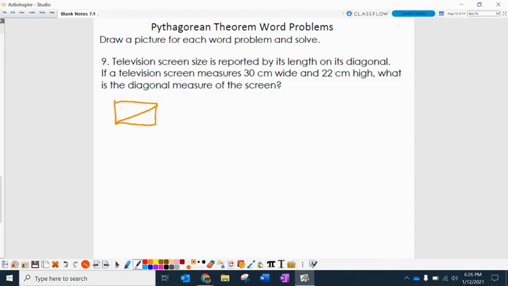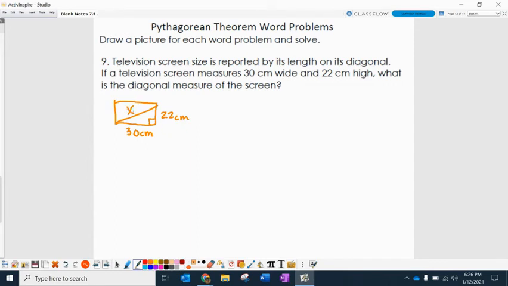So if a television screen measures 30 centimeters wide and 22 centimeters high, and we know it's built at a right angle, right? Nobody has a slanted TV screen. We know it's built at a right angle. So we do have to know it's a right angle before we can use the Pythagorean theorem. But now they want to know, what is the diagonal measure of the screen?